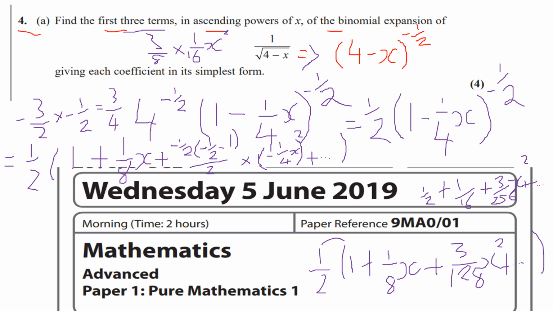If you're interested in the range of values for which the expansion is valid, we want the modulus of ax to be less than 1. So the modulus of x is less than 4. The expansion is valid when the modulus of x is less than 4, or when x is between minus 4 and 4. That's when the expansion is valid.